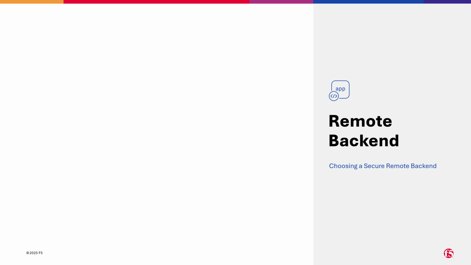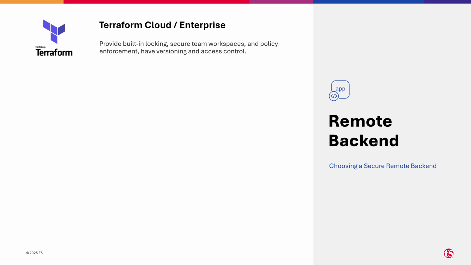Terraform can use different backends to store the state file. The backend you choose can affect the security and reliability of your infrastructure. Always pick a backend that supports encryption, locking, and versioning. The first option is to use Terraform Cloud or Terraform Enterprise. These services are designed for teams and provide built-in locking, secure team workspaces, and policy enforcement. They also offer features like versioning and access control, making them a great choice for managing your Terraform state file.